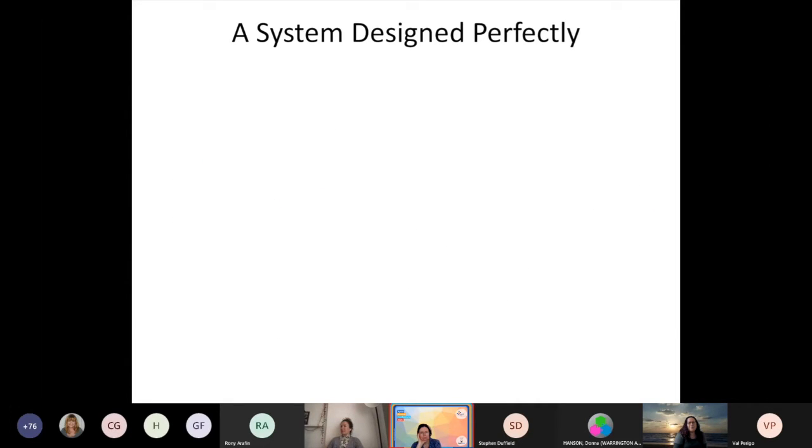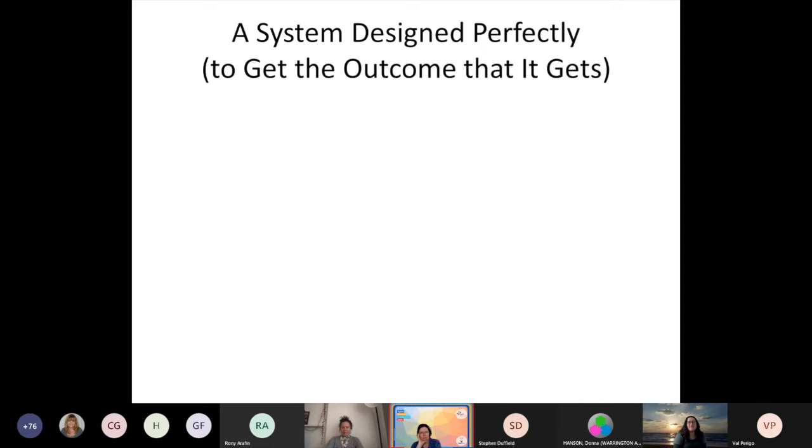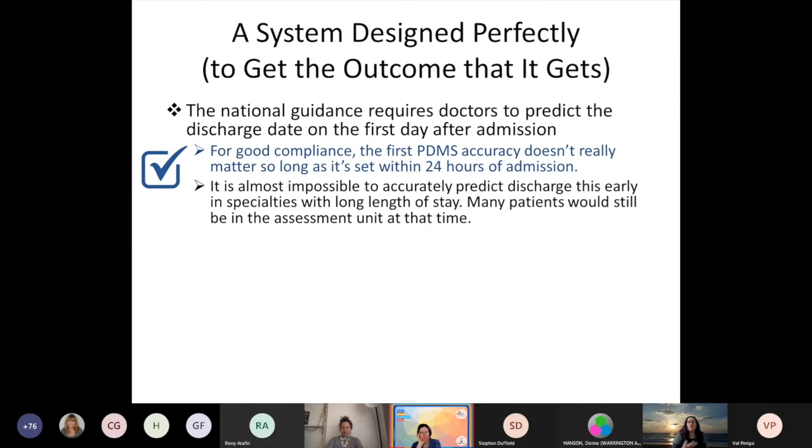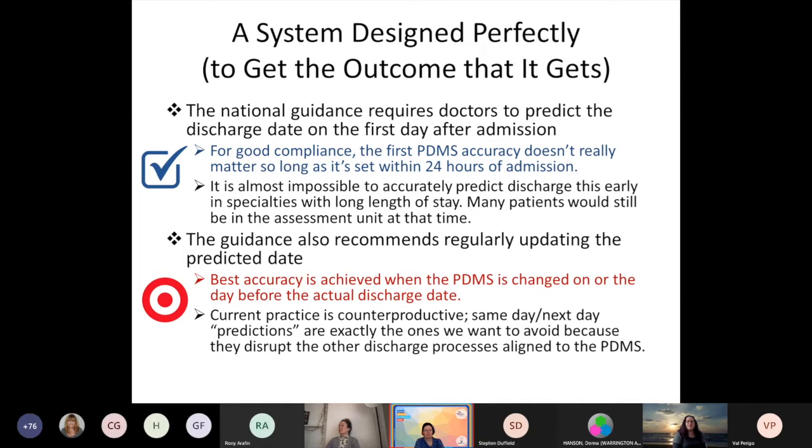So what we have is a system that's designed perfectly to get the outcome that it does. The national guidance requires doctors to predict the discharge day on the first day after admission. So for good compliance, it doesn't need to be accurate. It doesn't need to be anything. It just needs to be there. It just needs to be set. So it's not possible to predict accurately, and they're not really needed. So the best thing is to just set any old date, a week away, 2 days away, it doesn't matter. On the other hand, you need to regularly update it.